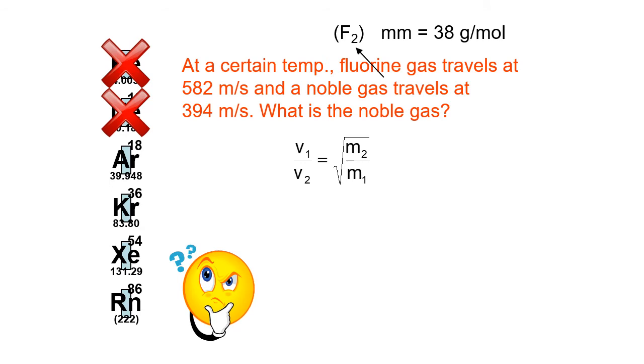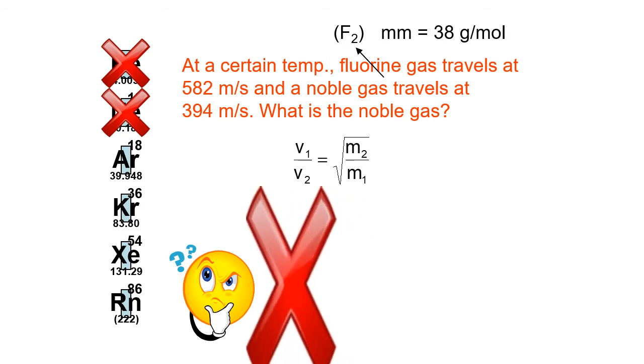Right? So why are we crossing these out? If fluorine is 38 grams per mole, and it travels at 582 meters per second, for the unknown to travel at 394 meters per second, it's moving much slower, so it's got to be slower than fluorine, and therefore it's got to be bigger. That's why we crossed out the first two.